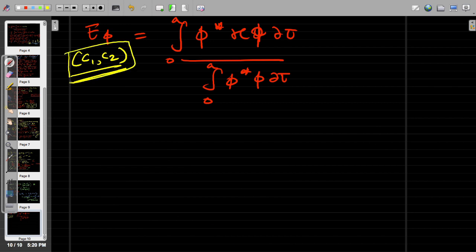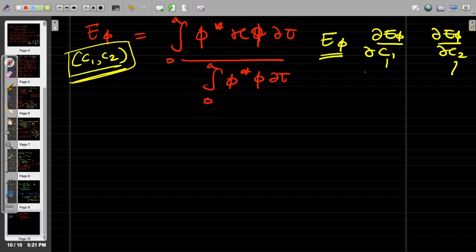So what would one end up doing? Get the dependence of E phi on all these quantities, and then take the differential of E phi with respect to C1 and then E phi with respect to C2, right? Both should be minimum, and therefore solve for that. So basically that's what we are going to end up doing.